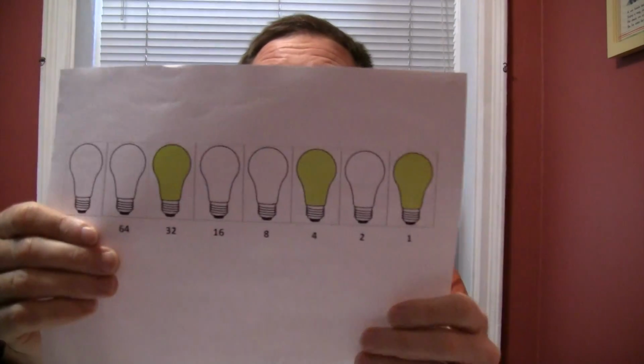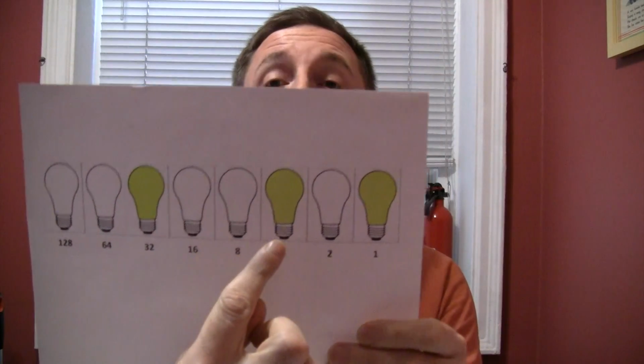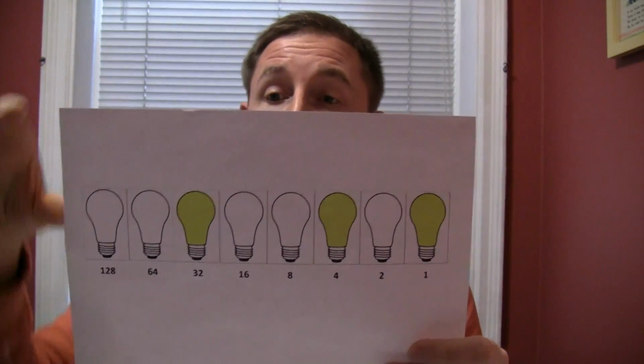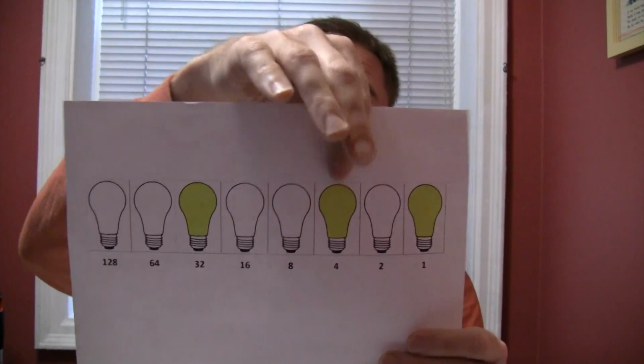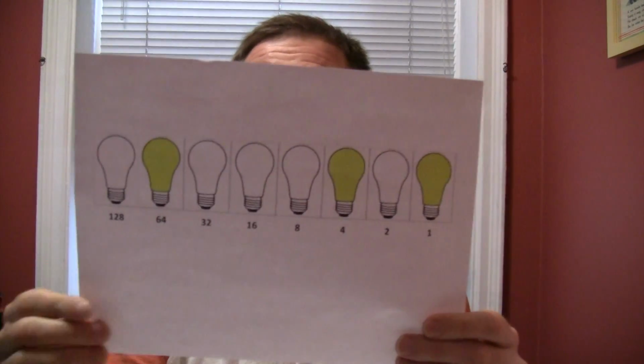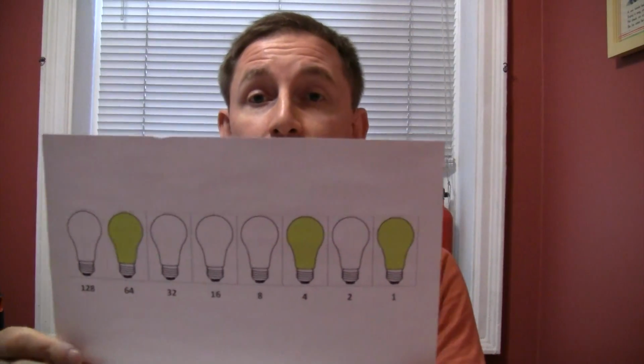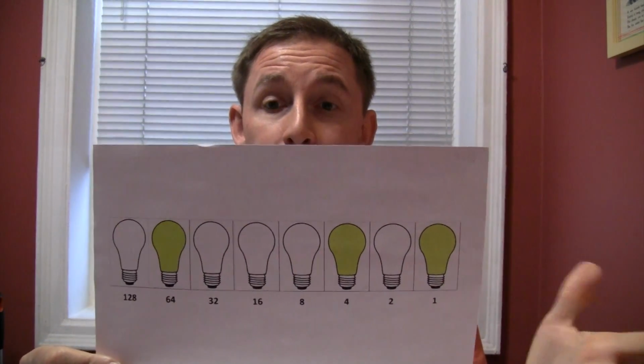And we can go further. What do you think this one is? Where we have the 32, the 4, and the 1. So this is 37, or 0, 0, 1, 0, 0, 1, 0, 1. So one more example would be this one. We have the 64, the 4, and the 1. So if you add those together, you get the number 69.